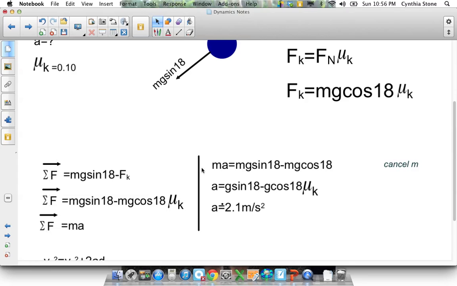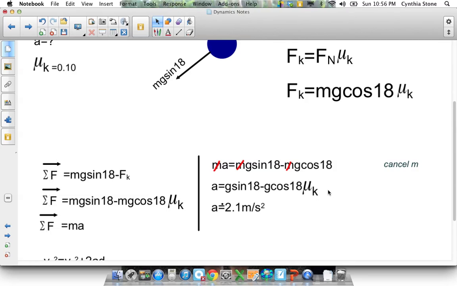So from here, I substitute. I say, well, ma must equal this mouthful. Now my m's cancel, right? Because they show up in every single term. And it's important to know that if there was no m for some reason in this term, I wouldn't be able to cancel m's. They have to show up not just on both sides of the equation, but on every single term.